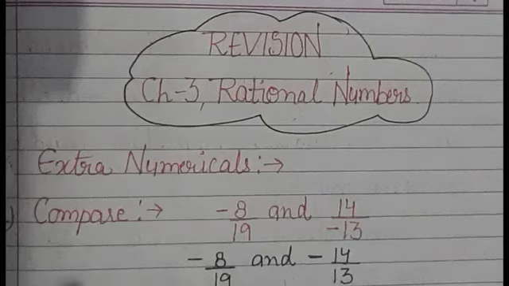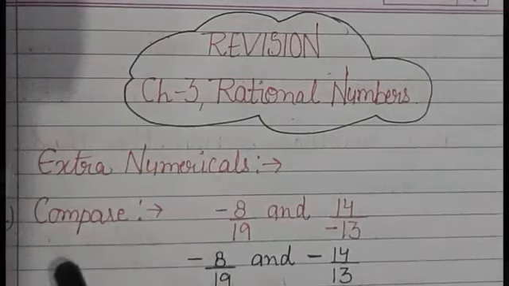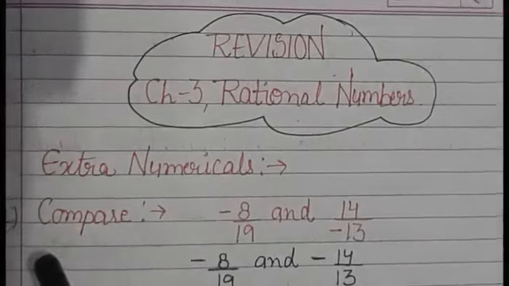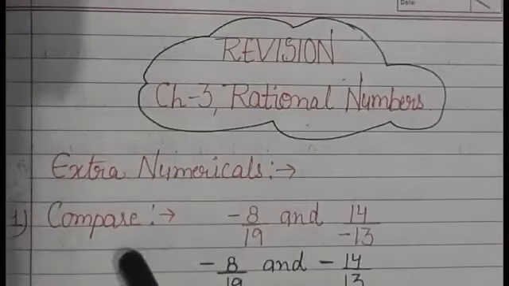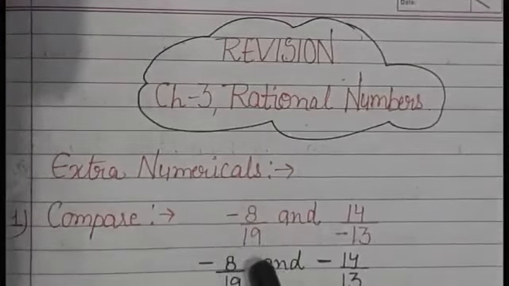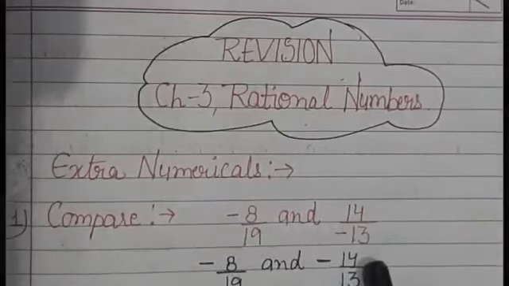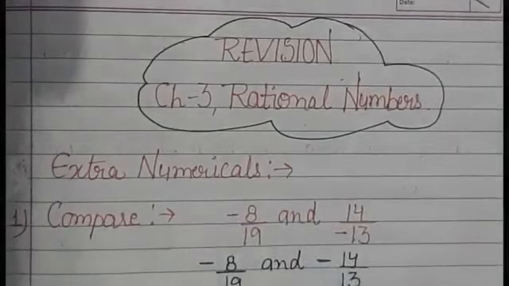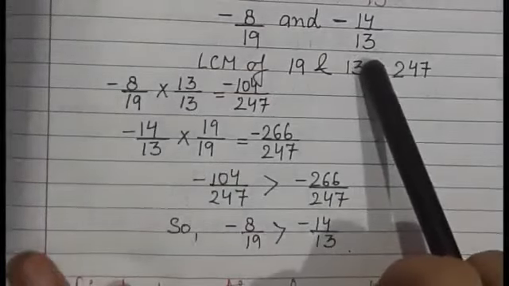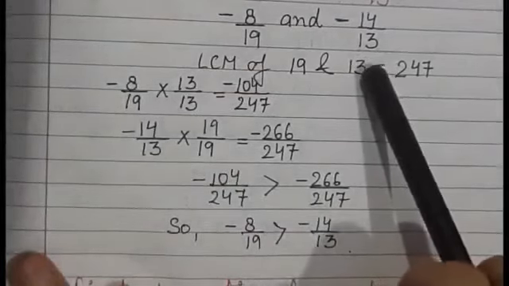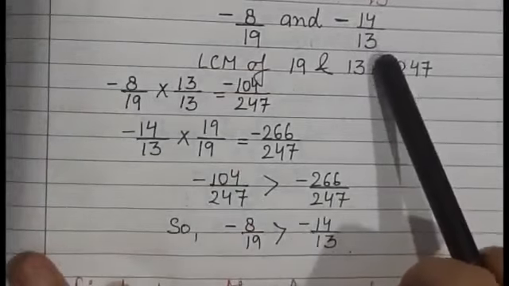So today we will do some extra numericals in revision. First numerical I have taken from chapter 3 rational numbers. Compare minus 8 by 19 and 14 by minus 13. In that case, first we have to convert into standard form. So 14 by minus 13 we can write as minus 14 by 13.